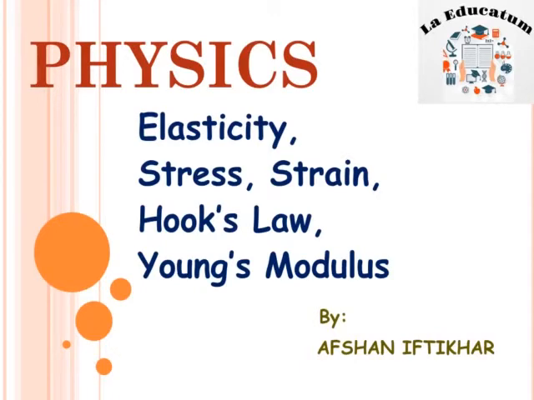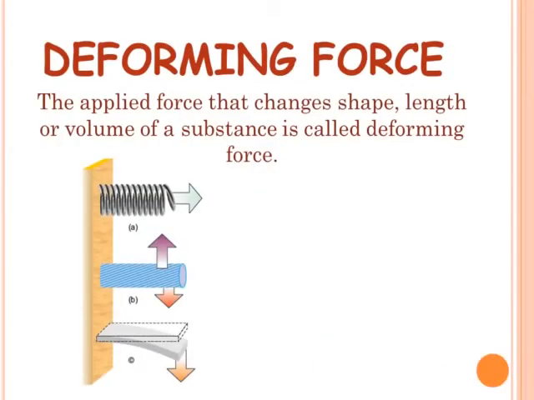Today our topic of physics is elasticity, stress, strain, Hooke's law and Young's modulus. We know that the length of a rubber band increases on stretching it. Similarly, the pointer of a spring balance is lowered when a body is suspended from it. It is because the length of the spring inside the balance increases depending upon the weight of the suspended body.